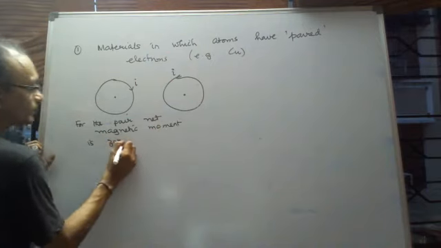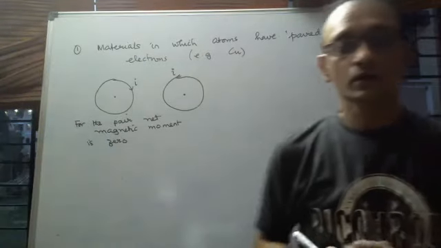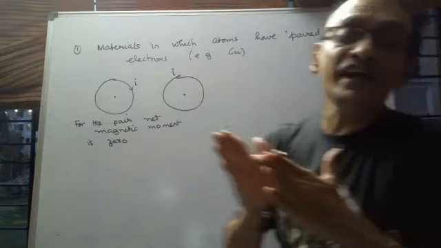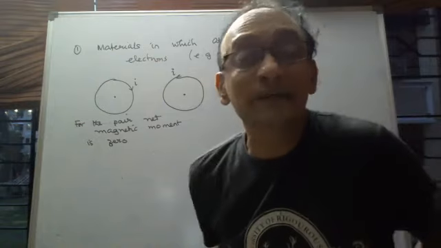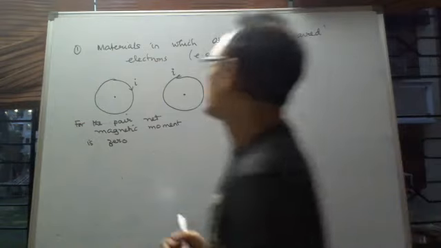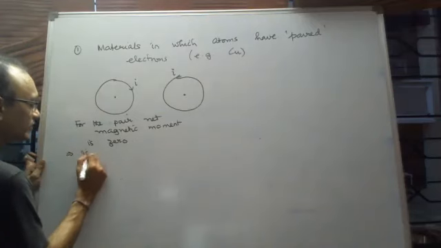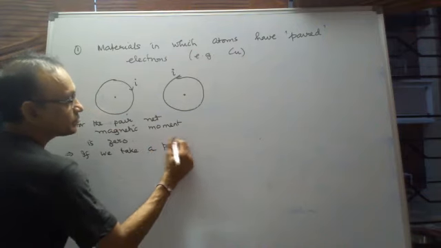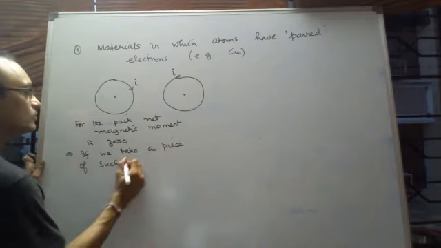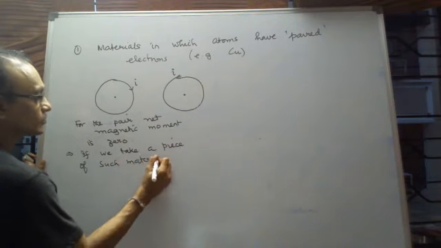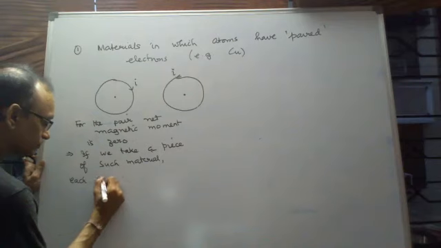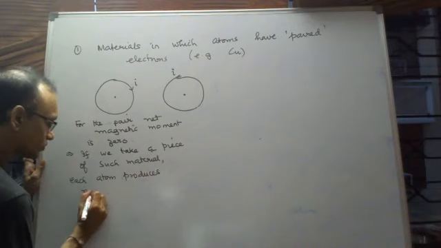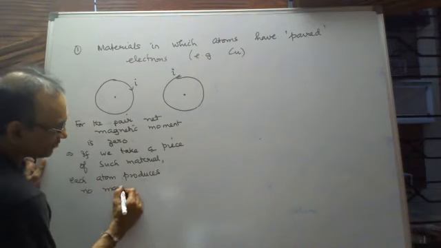Is 0, right? Every atom, since it's paired, will produce no net magnetic moment. Which means if we take a piece of such material, each atom produces no magnetic moment because of the pairing of electrons.